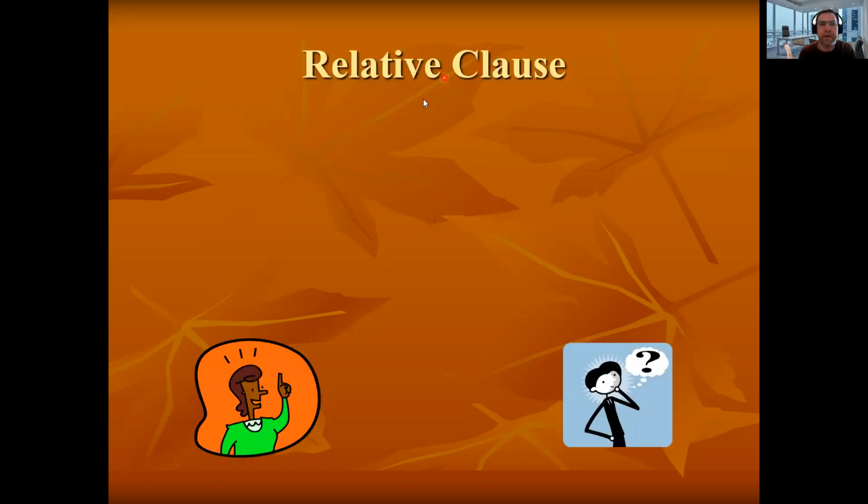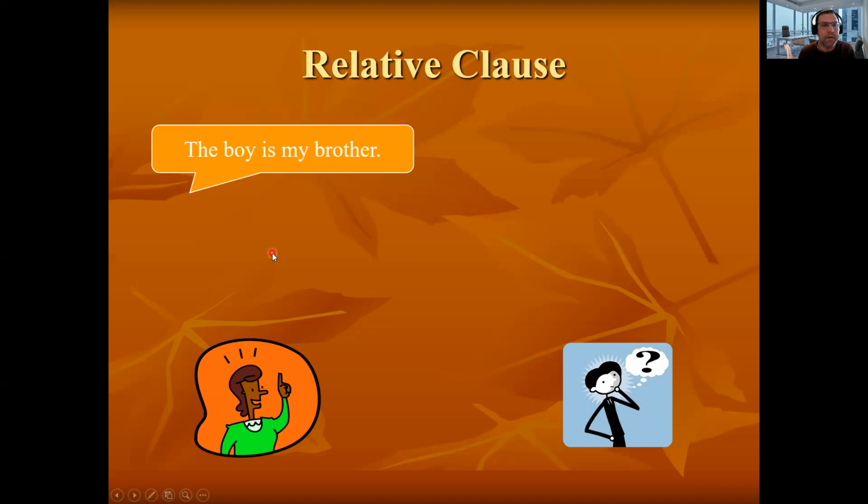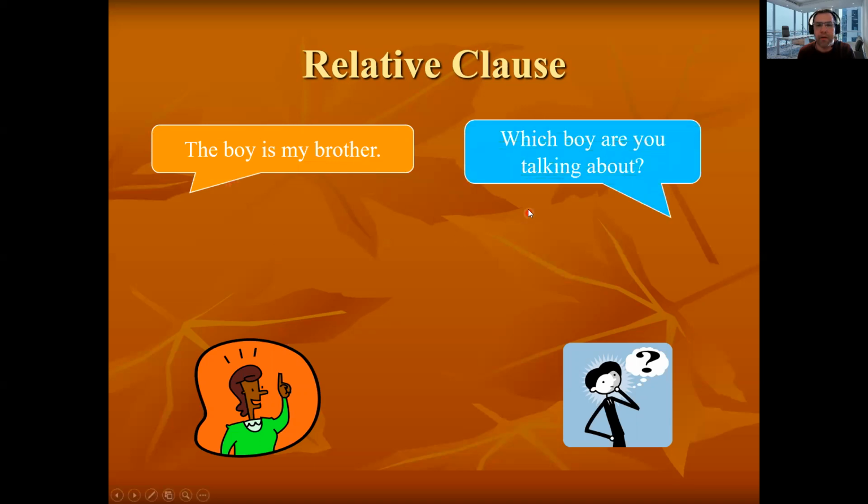So, relative clauses. The boy is my brother. In this sentence, we have 2 nouns, boy and brother. Which boy are you talking about? So which one is your brother? He is wearing a cap.